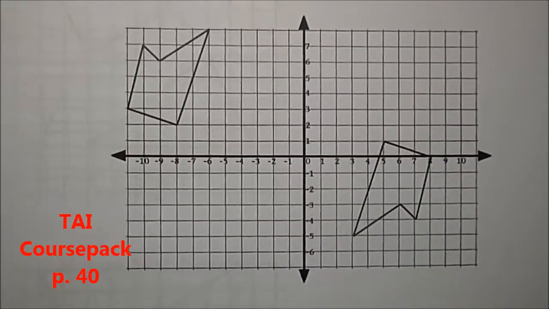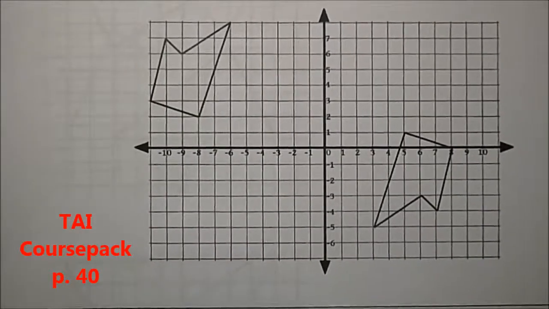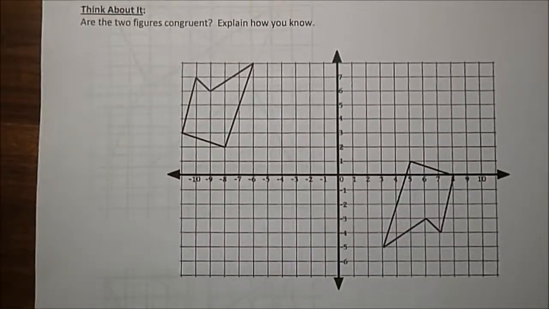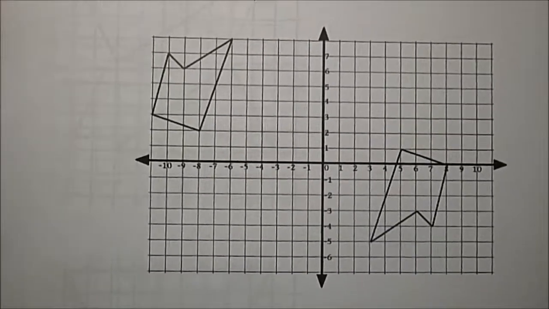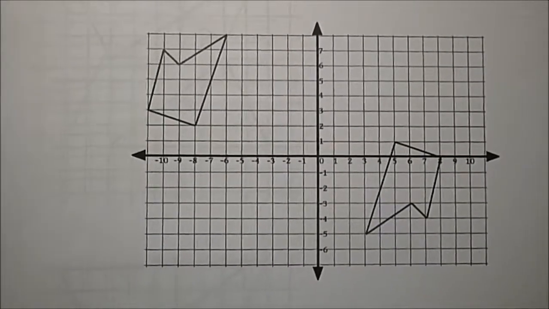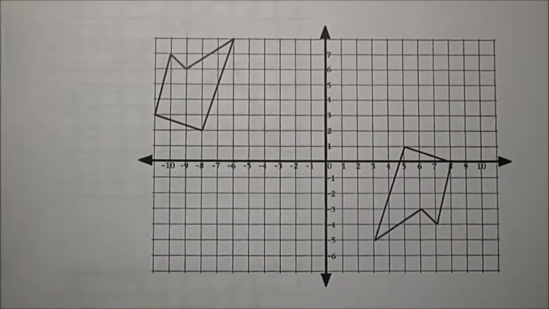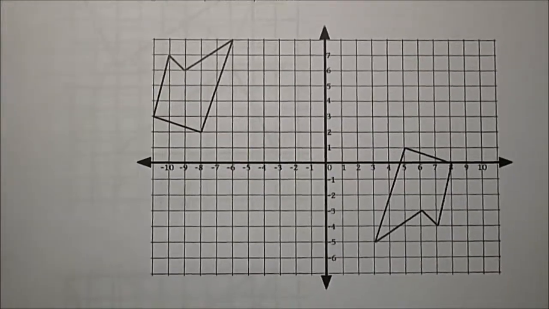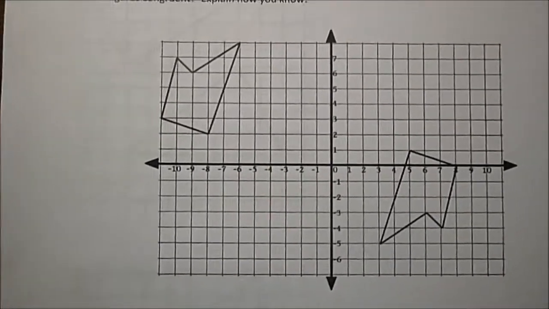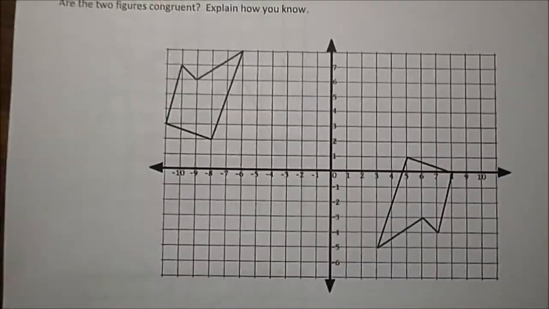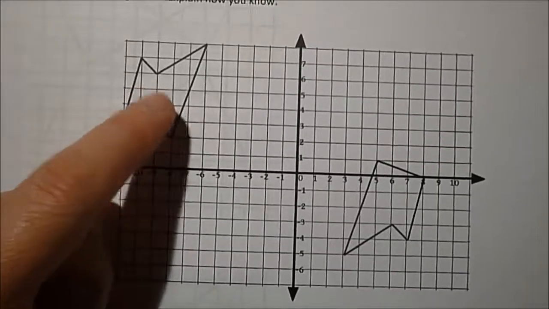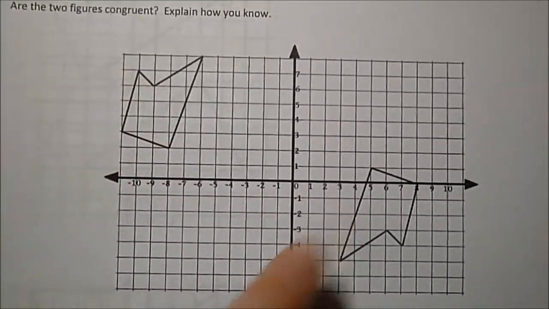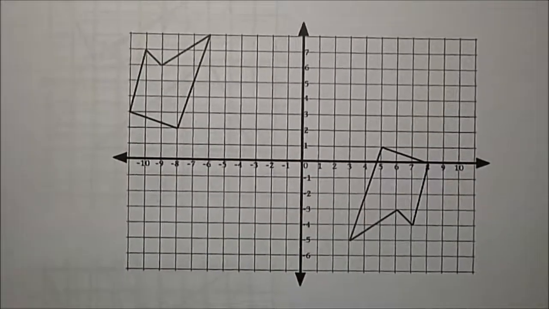So let's debrief the think about it. The think about it asks us whether these two figures are congruent, and this connects back to what we did yesterday. Yesterday, we heard that two figures are congruent if there's a series of rigid motions that can map one figure onto the other. So my task here was to figure out if there's some way to transform this figure so it ends up on top of this figure.